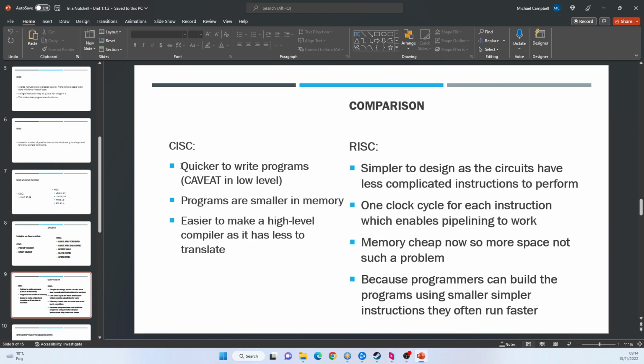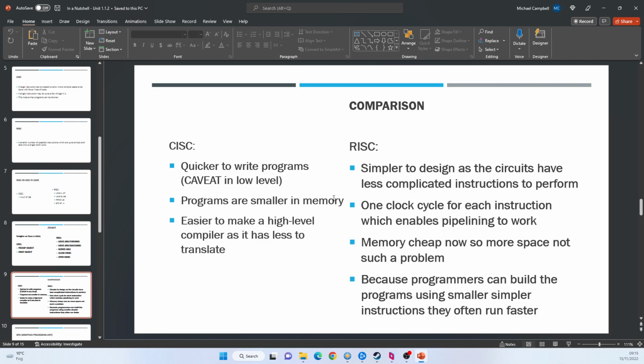So CISC is quicker to write programs in, but I put a caveat in that only if you're writing in low level, because obviously if you're writing in Python or whatever, how it gets compiled is not relevant to you. So not necessarily true. If you're writing actually in machine code or assembly, then it makes a difference because you're only writing these instructions. But if you're writing in a high level language, then at the end of the day, you don't have to worry about the final result. The compiler will have to do that.